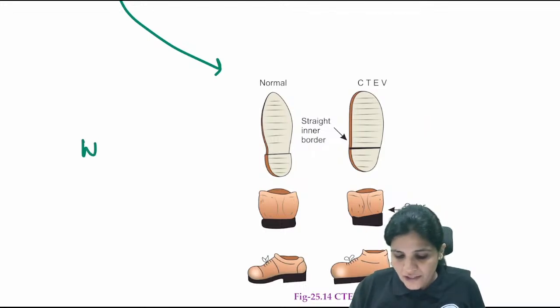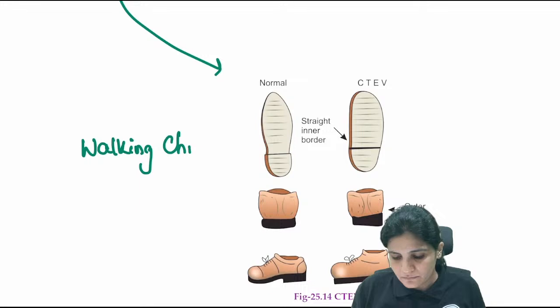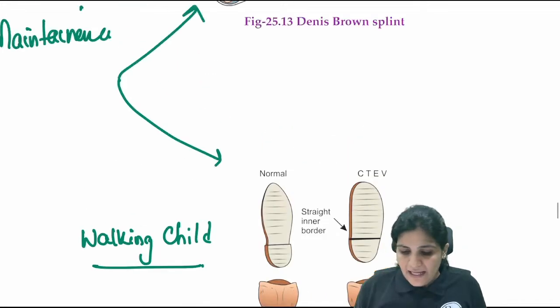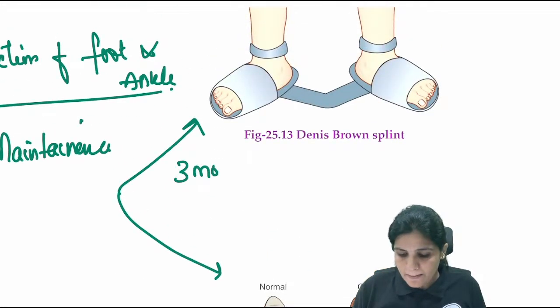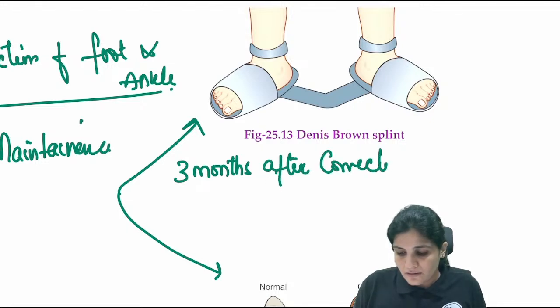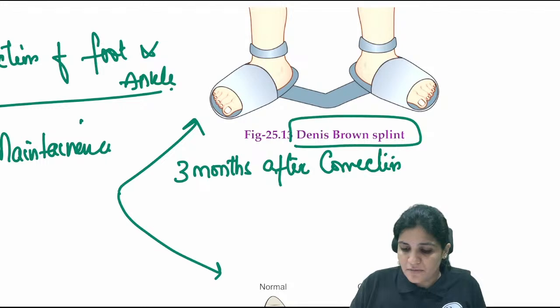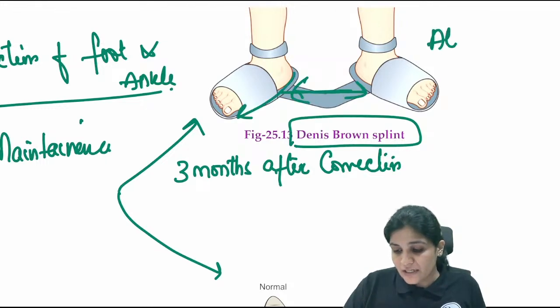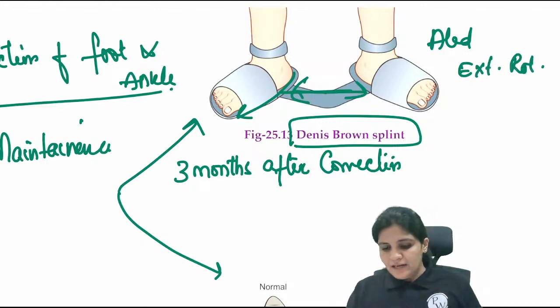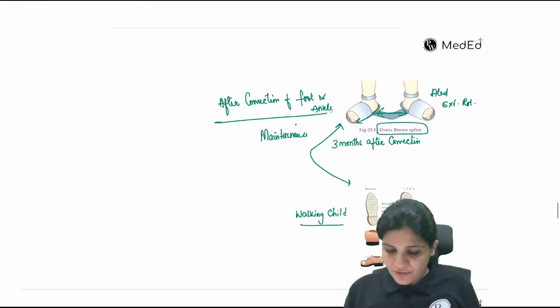This is for a walking child. And this is for 3 months after correction, that is your Denis Browne splint. There is a bar in between, and again it is put in abduction and external rotation. So this is about the maintenance of the foot.